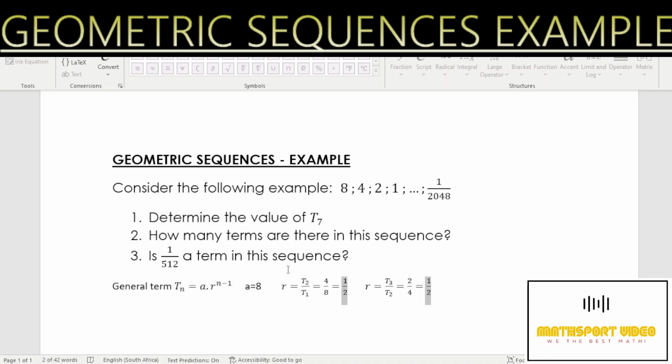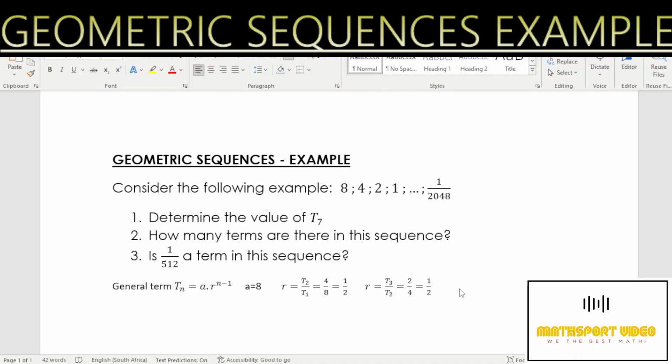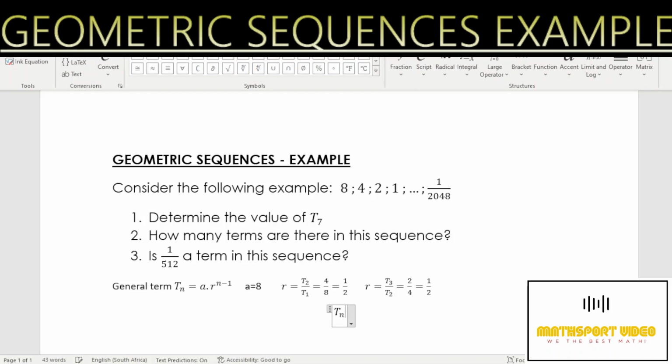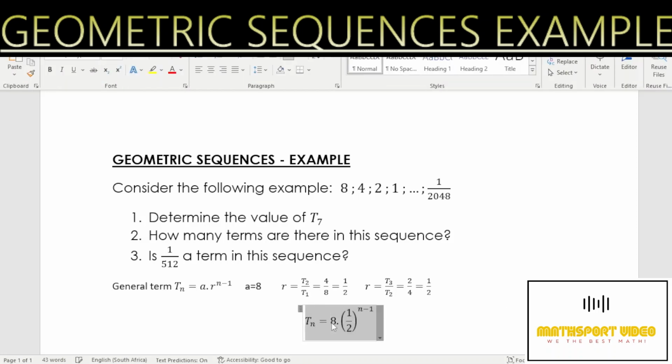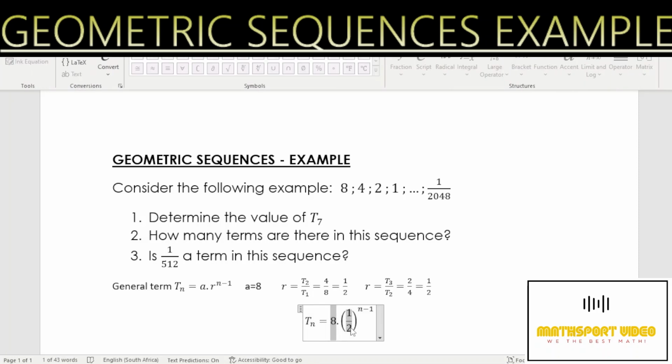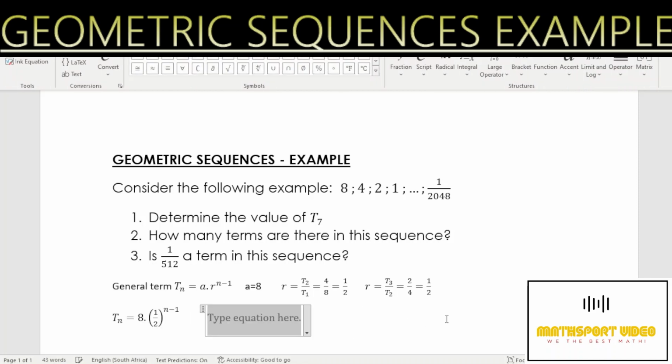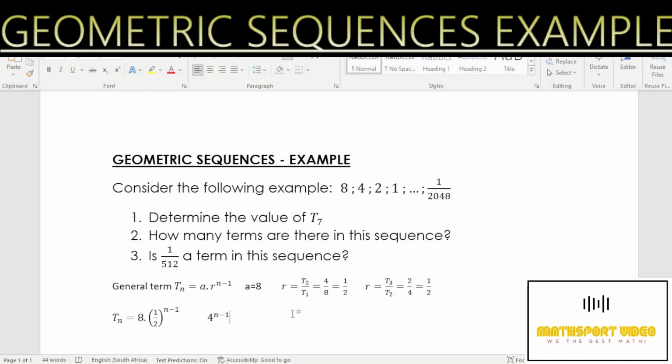The A value is 8, the R value is a half. Putting that into our general formula, we get Tn equals A, which is 8, multiplied by R. Put that in brackets because it is a fraction, to the power of n minus 1. This is now the general term of the sequence. Remember, we do not multiply the 8 and the half together. It would be wrong if you wrote 4 to the power of n minus 1. That would not be correct, that would be a mistake. We are not going to do that.